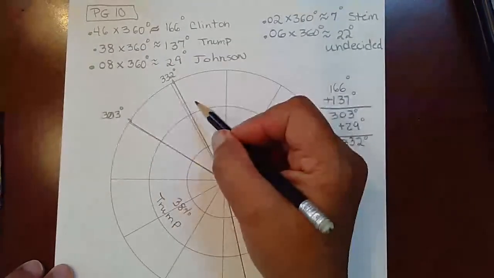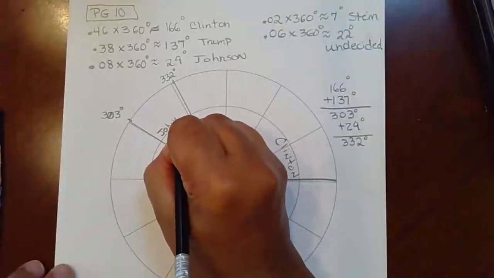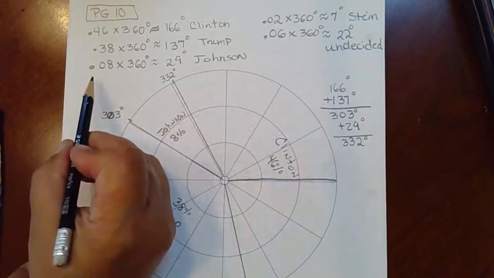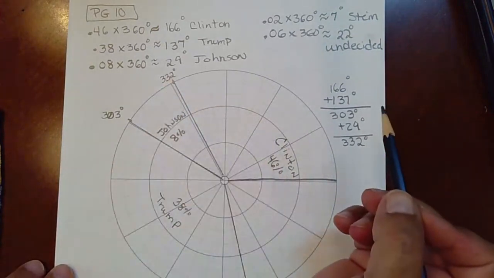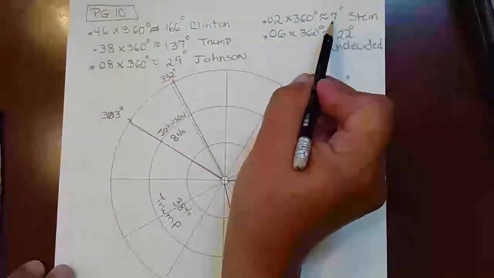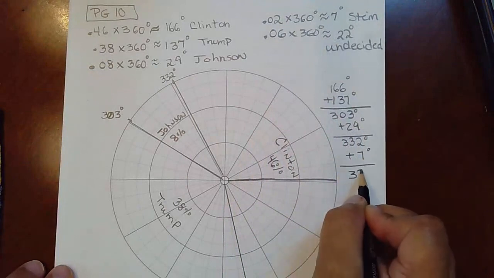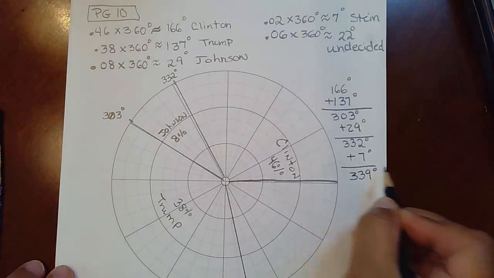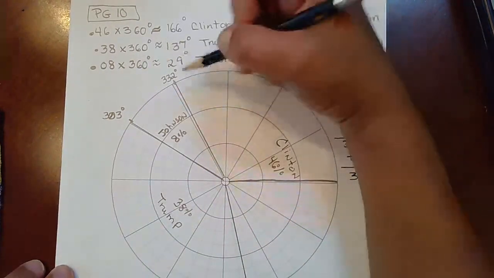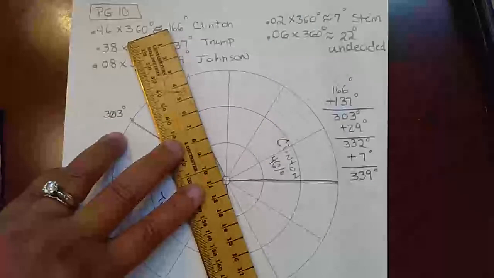Okay, so this 8% that I just did was devoted to Johnson. So put his name in there and put in the percentage that you used when you were doing the calculation, the 0.08. Okay, then next is a 2% tiny portion, which gives us another 7 degrees. So we need to move 7 degrees beyond where we are right now. That takes me to 339. So right before 340. So this was 330. This is 340. Right before 340 would be 339, and take it all the way into the center.